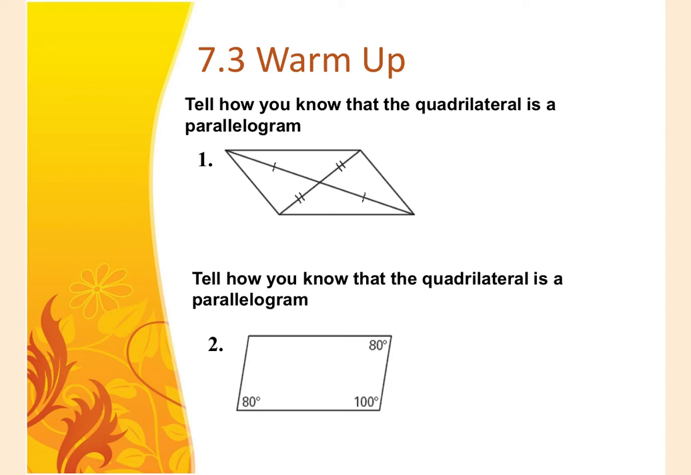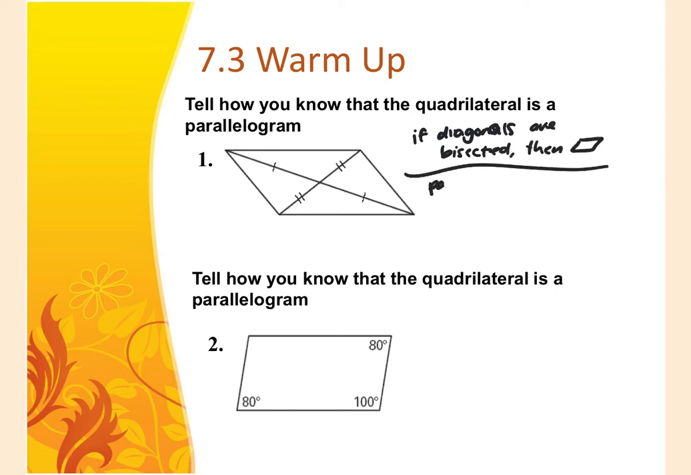Okay, so with number 1, you can either say if diagonals are bisected, then it's a parallelogram, or it's the parallelogram diagonals converse. If you do not give me that converse part, it's wrong, okay? You have to. So if the diagonals are bisected, then it's a parallelogram, or the actual name, which is the parallelogram diagonals converse.